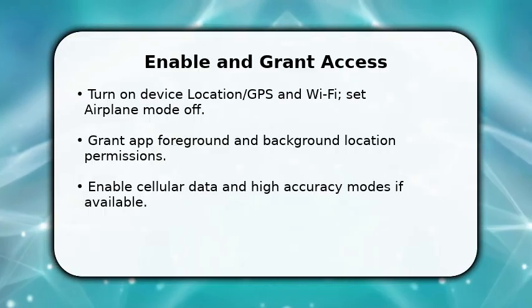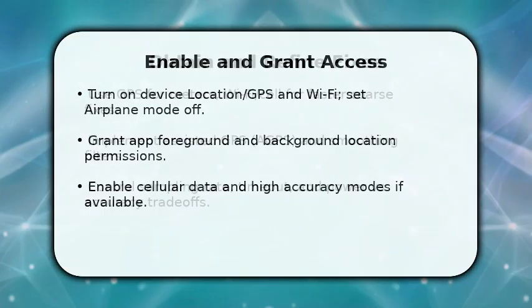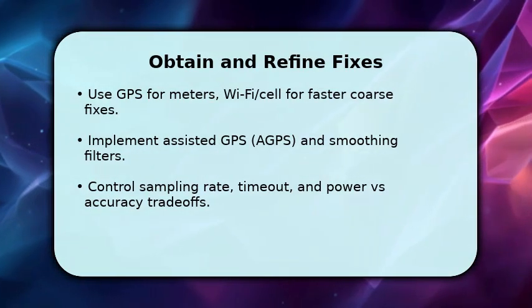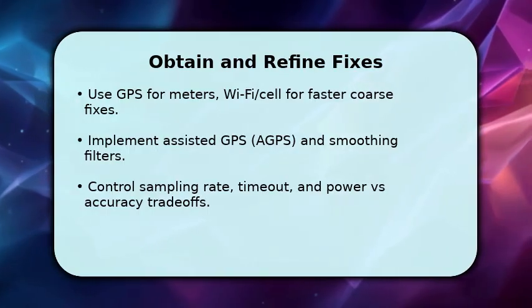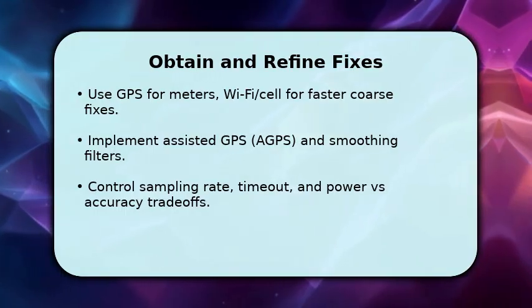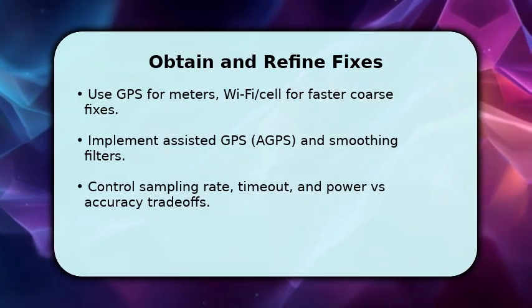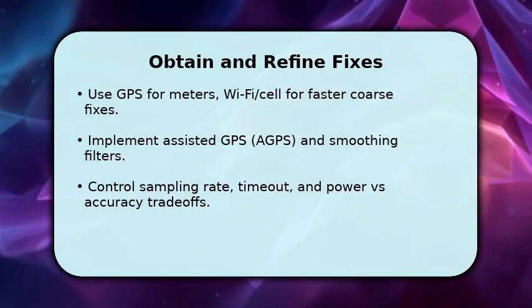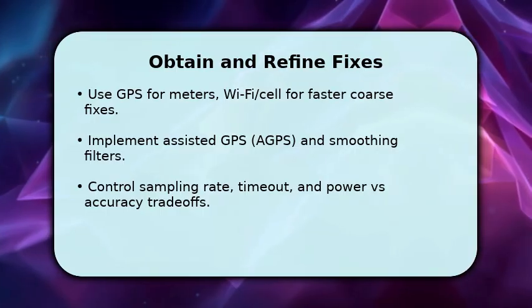You now gather position samples using the best available providers: GPS for meter-level accuracy and Wi-Fi or cellular for quick coarse locations. Once you get raw fixes, apply filtering, Kalman or exponential smoothing to reduce jitter. Also use assisted GPS or server-side GPS data to speed satellite acquisition.